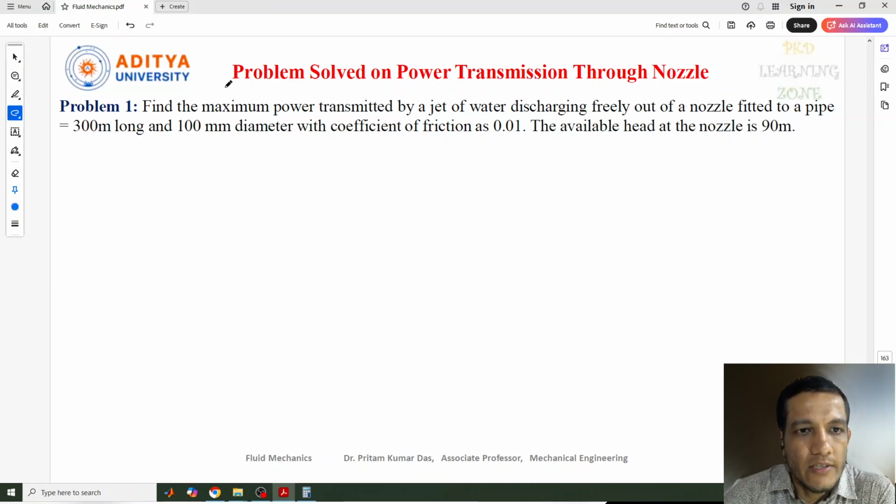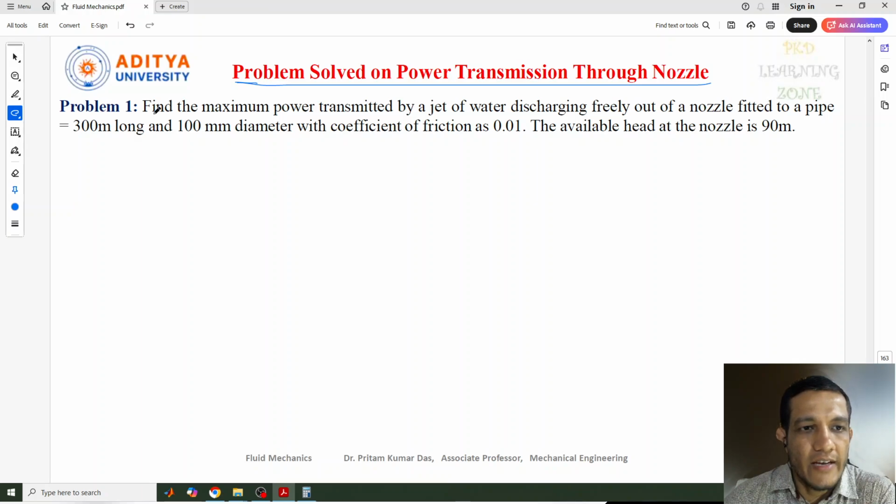In our last few lectures, we have been discussing power transmission through nozzle, flow through the nozzle, and the condition of maximum power transmission. So everything we have discussed, now, based on that concept, let's solve a problem.